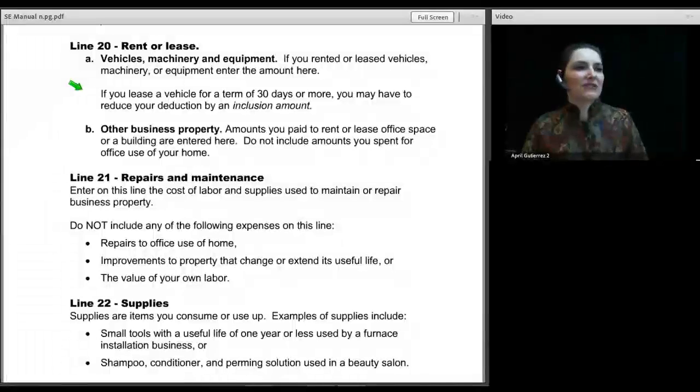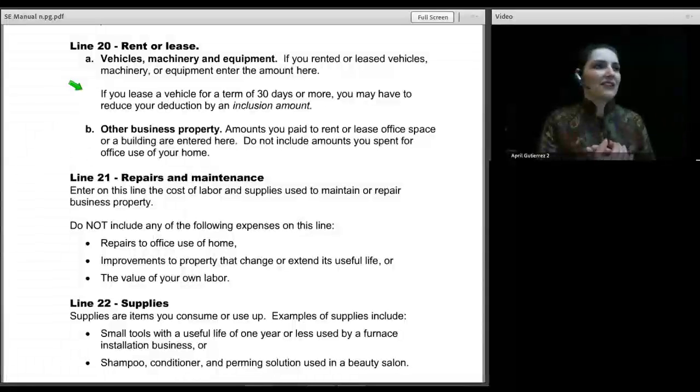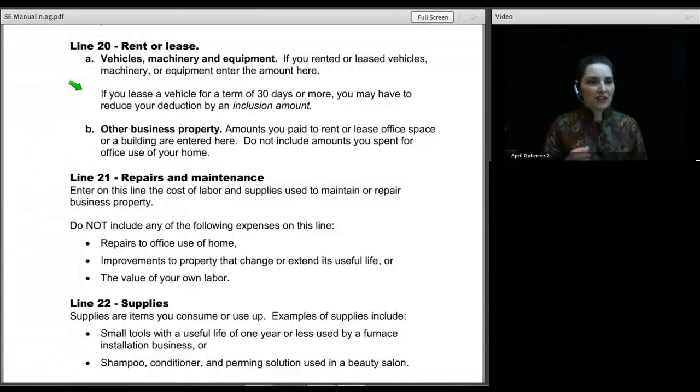We talk about inclusion amount in Depreciation Made Easy, and the reason we talk about it there is the inclusion amount is intended to impose the limits on the depreciation that are on automobiles. So there's a maximum amount of depreciation you're allowed to claim in a year on an automobile. And if you lease a vehicle, the inclusion amount is intended to have the same effect. It reduces the amount you're allowed to deduct. And how you figure an inclusion amount, we talk about that in our class called Depreciation Made Easy.